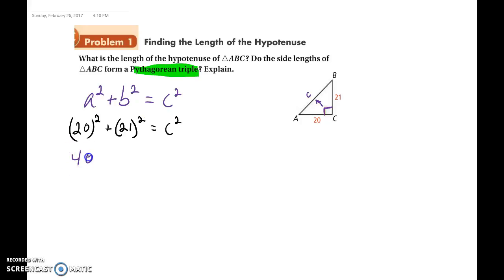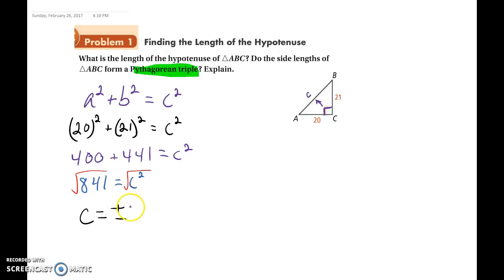20 squared is 400, and 21 squared is 441, which is then equal to c squared. Now remember, same thing as before. We know that this has to be the positive number, but I want you to not get into bad habits. So when you are solving this, I do want to see you put plus or minus when solving for c. So then we know 841 is equal to c squared. To solve for this, we have to take the square root of each side. So c is then equal to plus or minus 29. And then since we can't have a negative number, we would reject the negative number, and c would just be equal to 29.